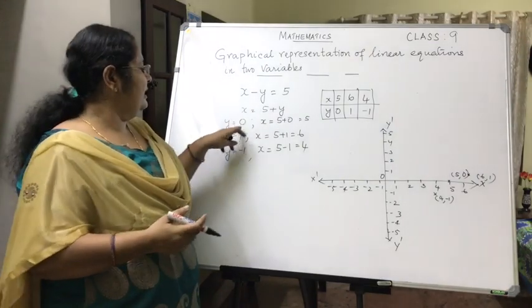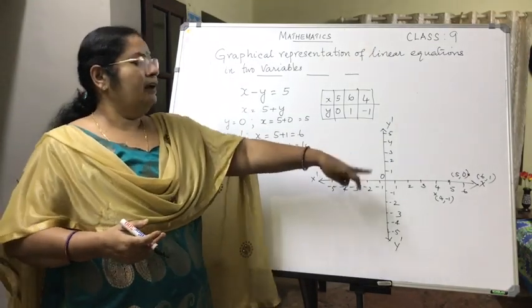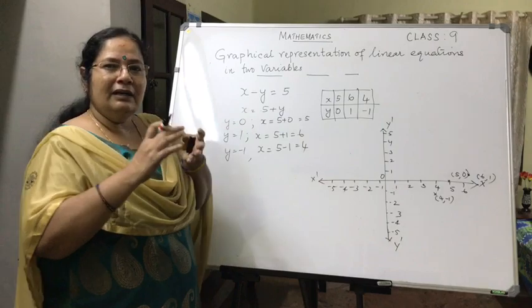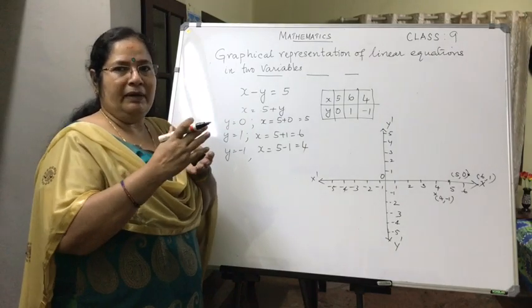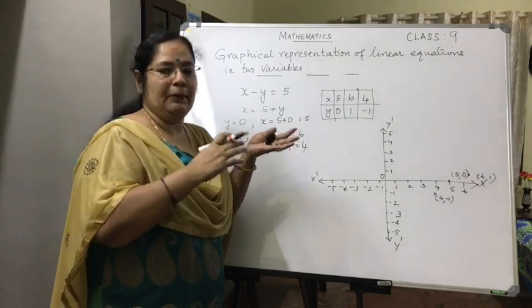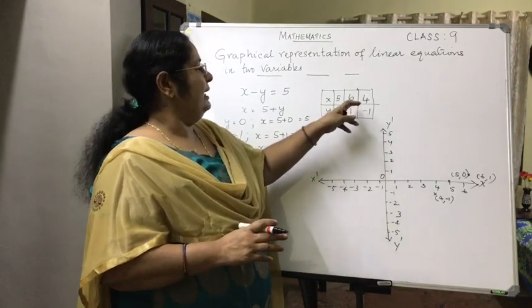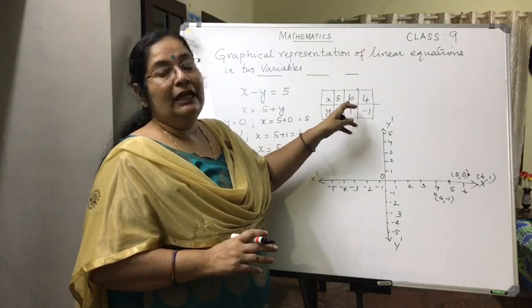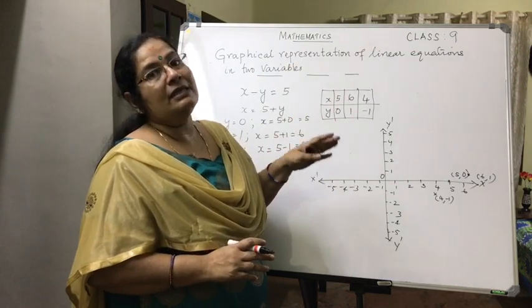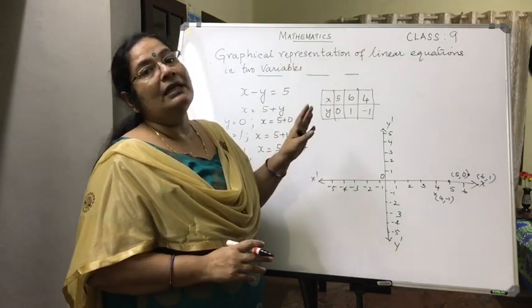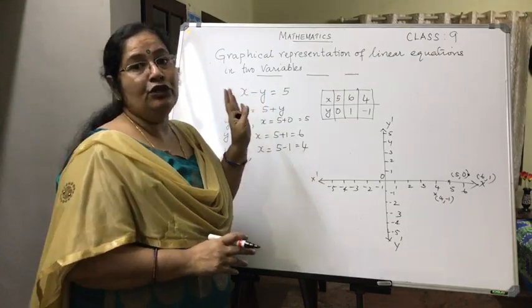Here, because I have taken the nearby values, my graph will be a shortened one, a small one maybe. The points are very close. Now these are the points, that is the values or the solutions. Now I'm going to join these points with a ruler or a scale.